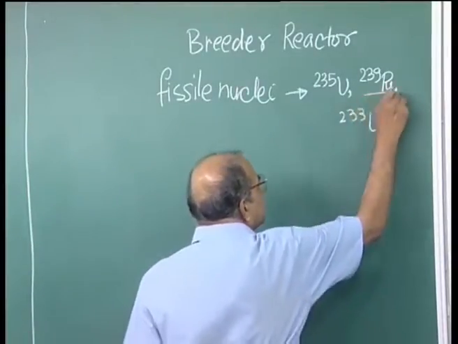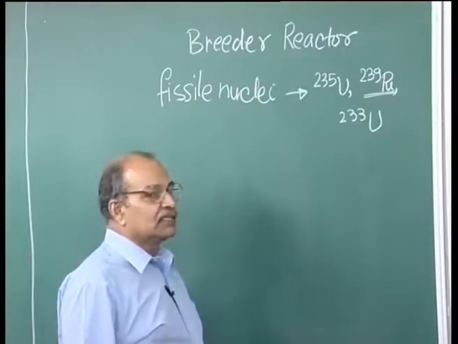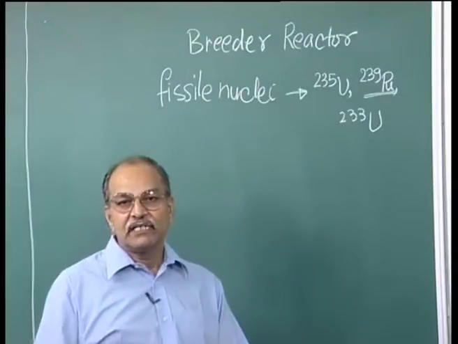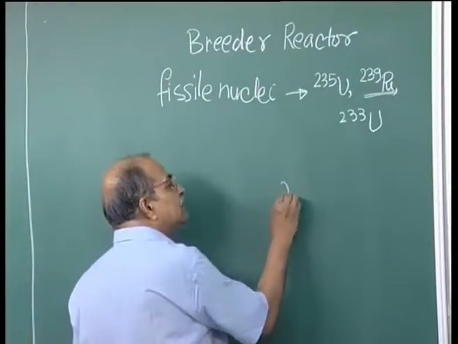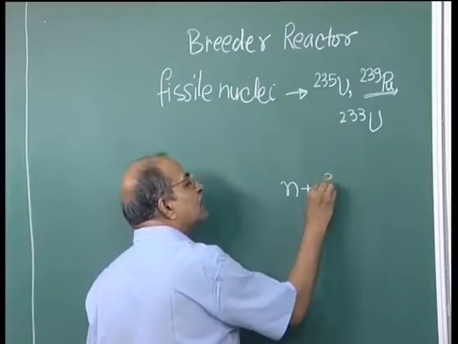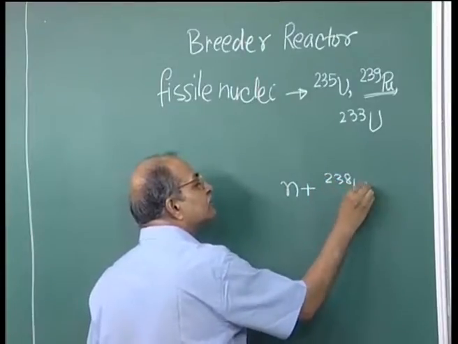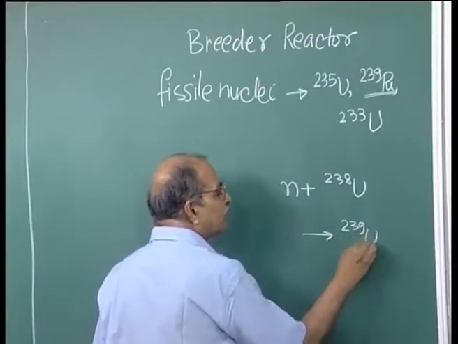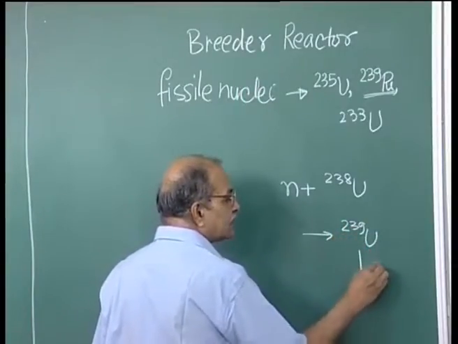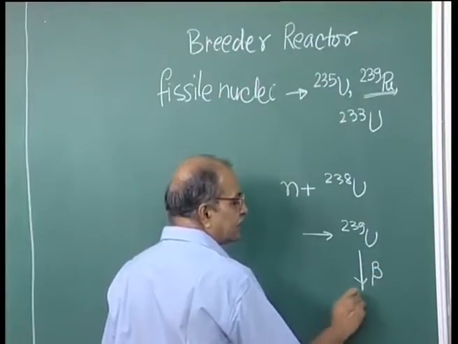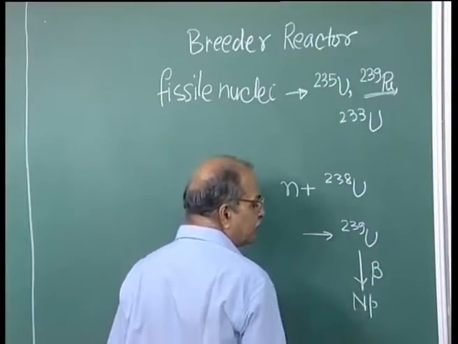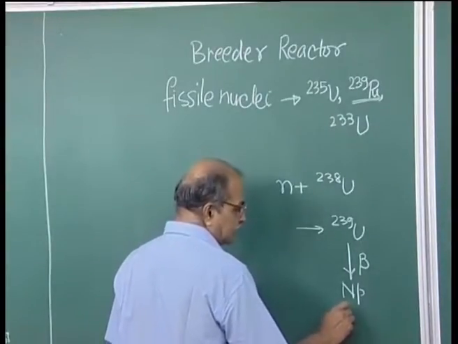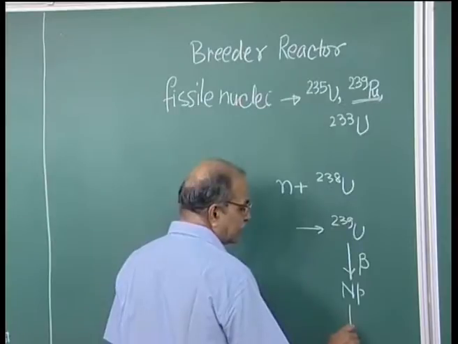Now, let us take this as a typical example, plutonium 239. How is it formed? It is formed by the absorption of a neutron in uranium 238, that gives uranium 239, and then it beta decays, and after beta decay it gives you neptunium, and that gives you finally plutonium 239.